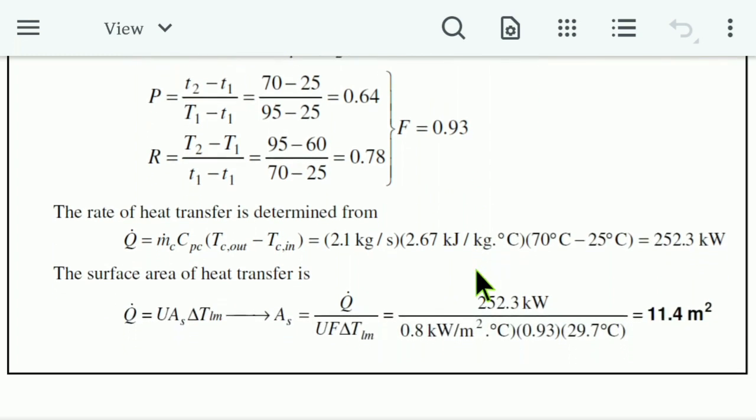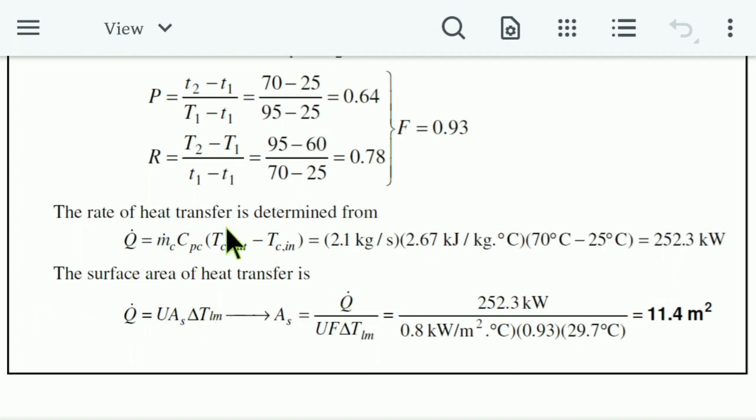The rate of heat transfer is determined from this equation. Q dot is m dot c Cpc Tc out minus Tc in. We have all this value. M dot c is 2.1 kilogram per second. Cpc is 2.67 kilojoule per kilogram degree Celsius. Tc out means 70 degrees Celsius and Tc in minus 25 degrees Celsius is equal to 252.3 kilowatt. This is the value of Q dot.